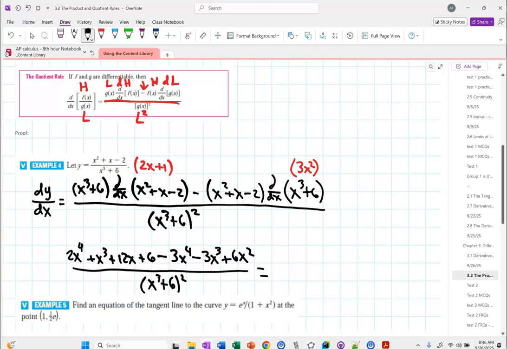What am I going to have? I'm going to have negative x to the fourth, and then negative 2x cubed, and then a 6x squared, and then 12x, and then a plus 6. Everybody feel okay?